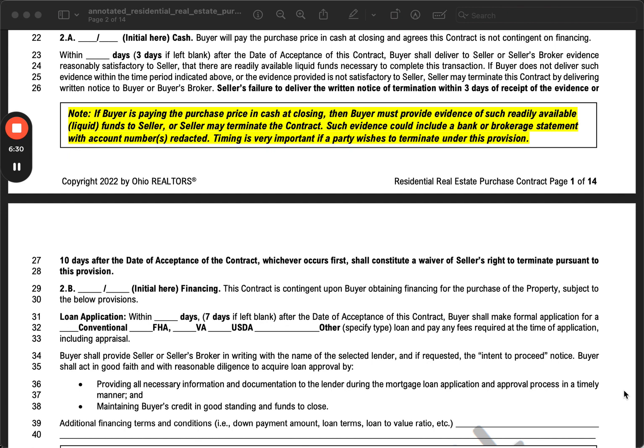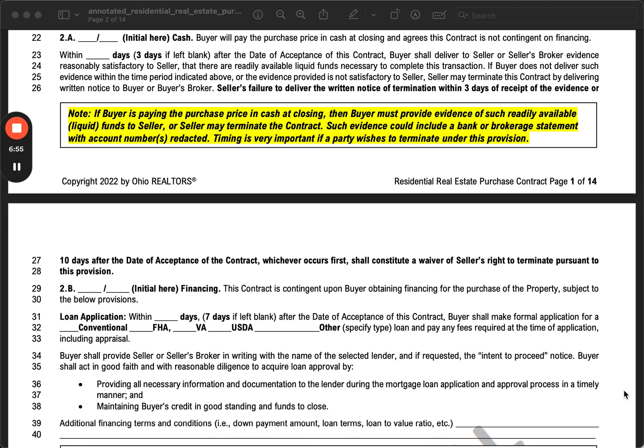Let's go up to the notated section. If the buyer is paying the purchase price in cash at closing, then the buyer must provide evidence of such readily available liquid funds to the seller, or the seller may terminate this contract. Such evidence could include a bank or brokerage statement with account numbers redacted. Timing is very important if a party wishes to terminate under this provision.